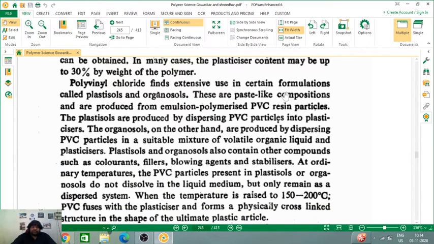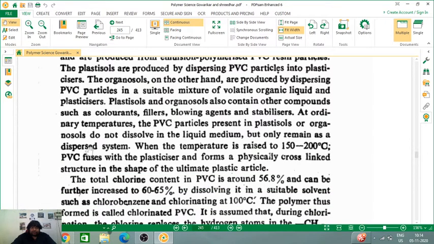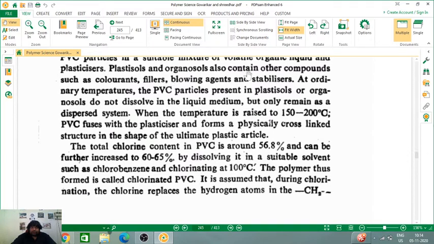Polyvinyl chloride finds extensive use in certain formulations called plastisols or organosols. These are paste-like compositions produced from emulsion polymerized PVC resin particles. Plastisols are produced by dispersing PVC particles in plasticizers. The organosols, on the other hand, are produced by dispersing PVC particles in a suitable mixture of volatile organic liquid and plasticizers. Plastisols and organosols also contain other compounds such as colorants, fillers, blowing agents, and stabilizers.